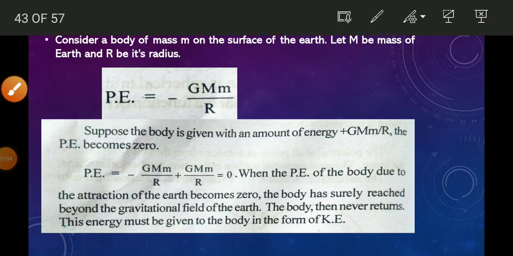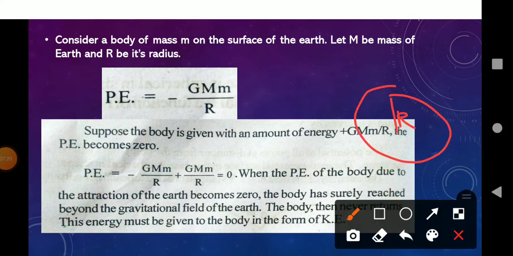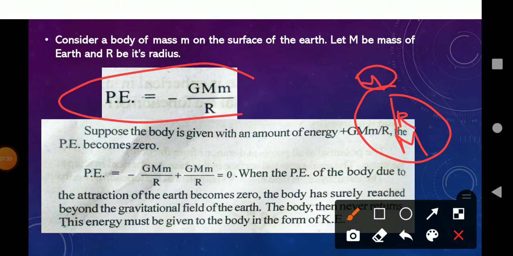Now consider a body of mass m on the surface of the earth. Let M be the mass of the earth and R be its radius. That means you consider the earth of radius R and mass M, and a body of mass m on its surface. The potential energy can be written as minus GMm by R, as we already studied in the lower classes.